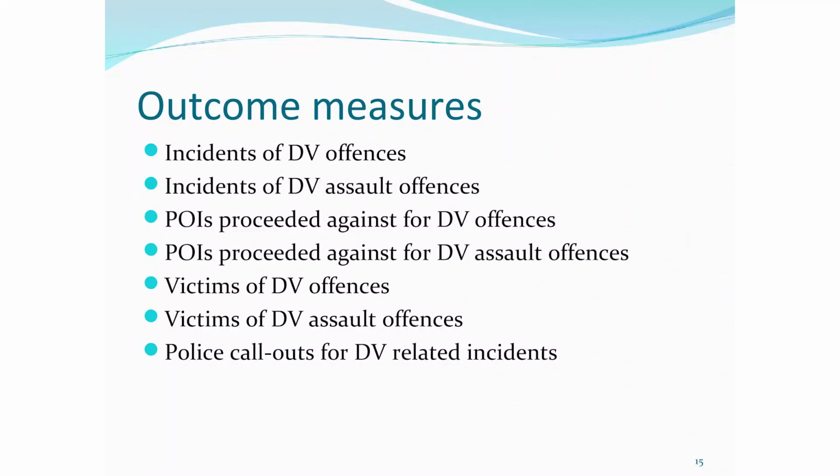Incidents of DV offences, incidents of DV-specific assault offences, persons proceeded against, persons arrested for DV, persons arrested for domestic violence assault, victims of DV offences, victims of DV assault, and finally police call-outs. So you've got 7 different outcomes you can look at, which is a surefire way of creating confusion amongst the researchers. So here's the first result for DV offences.